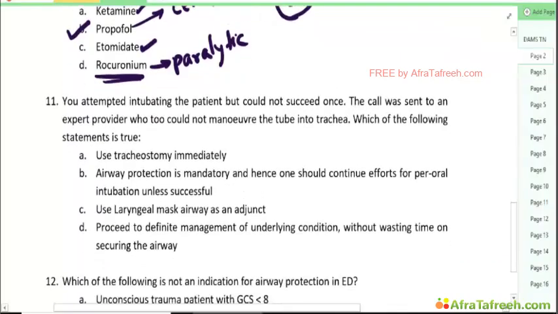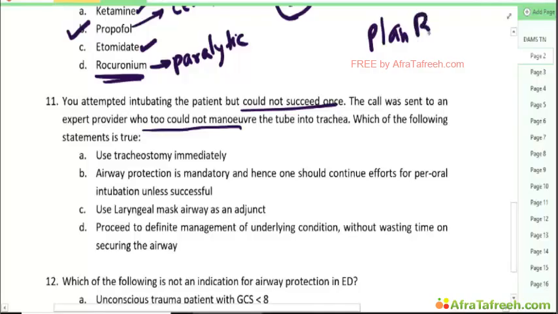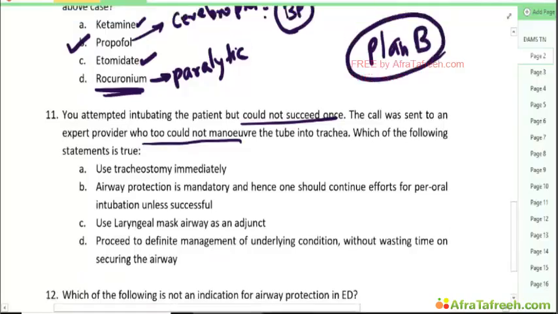Now, you went ahead and tried intubating this patient. You attempted intubation, but could not succeed once. A call was sent to an expert provider who too could not maneuver the tube inside the trachea. Which of the following statements is true? Okay, so as we have discussed previously, you need to plan for failure. Plan B. What would be the plan B?